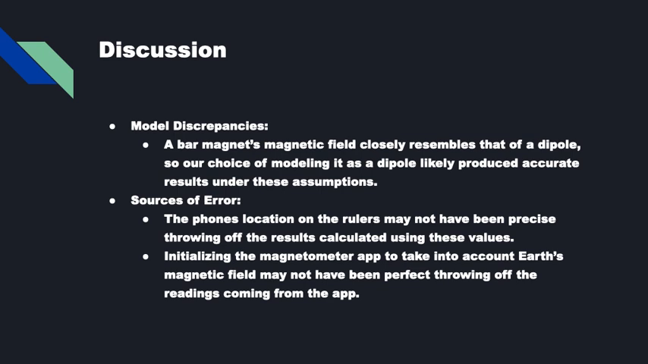And then for sources of error, the phone's location on the rulers may not have been precise, throwing off those results. And then initializing the magnetometer app to take into account Earth's magnetic field may not have been perfect, throwing off the readings coming from the app.